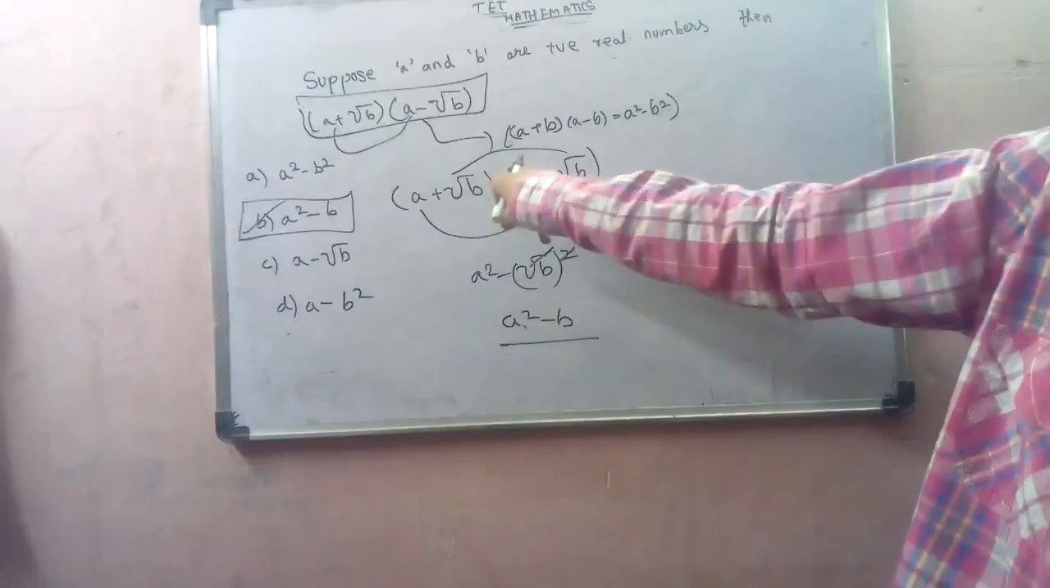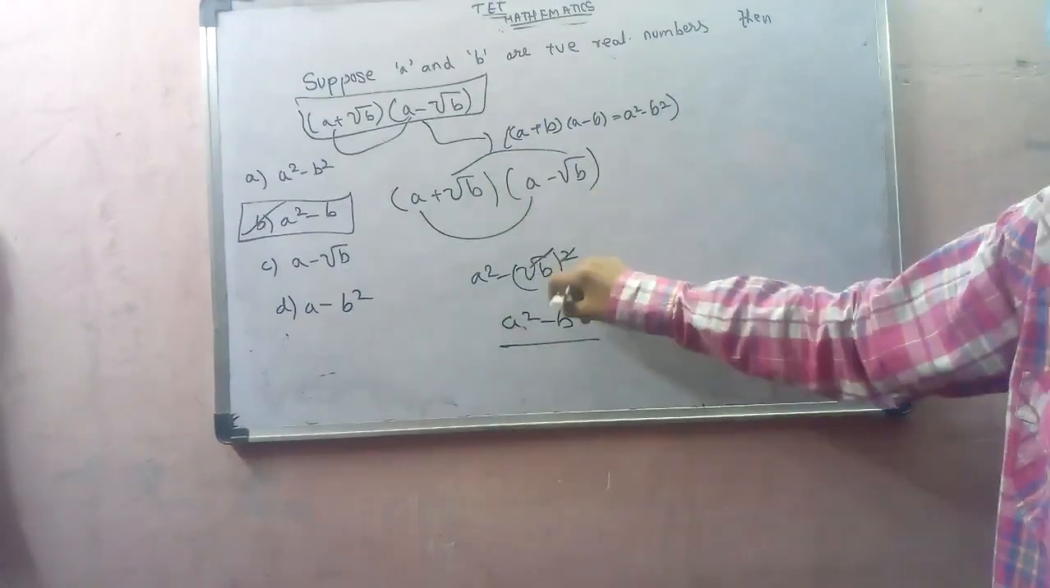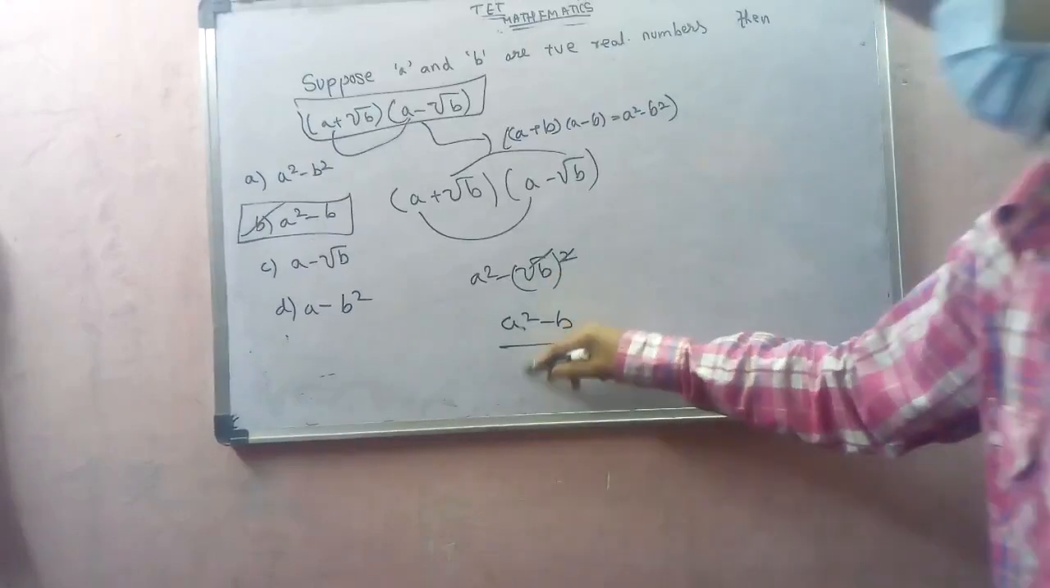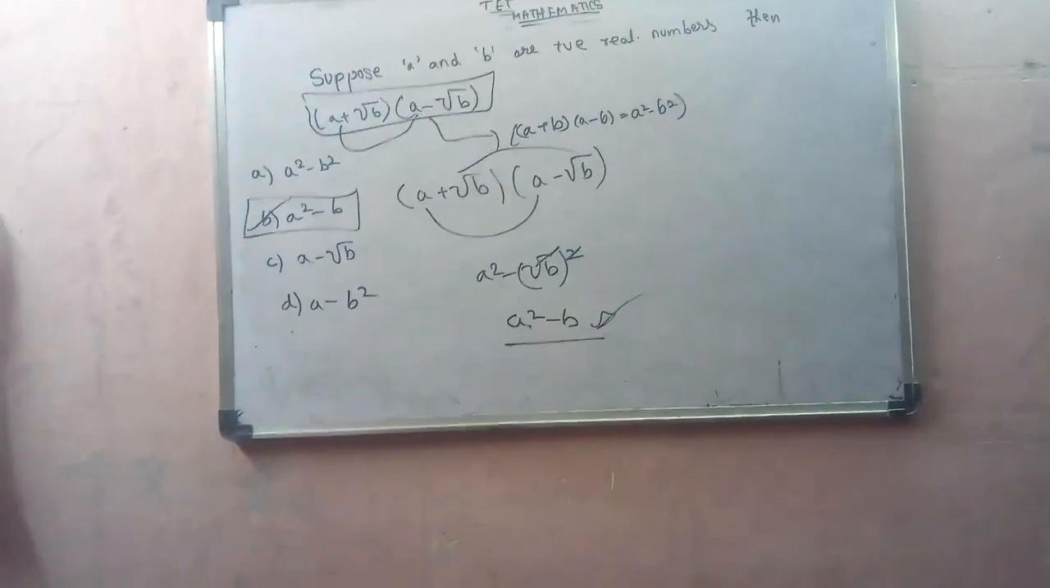A into a is a square. Root b into minus root b is root b whole square, and the square and root cancel. A square minus b is the correct answer. Okay. Now moving to the next question.